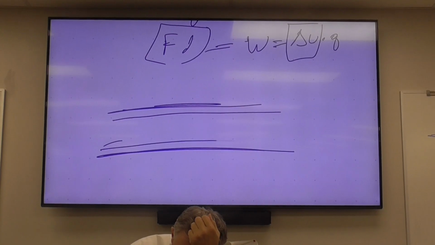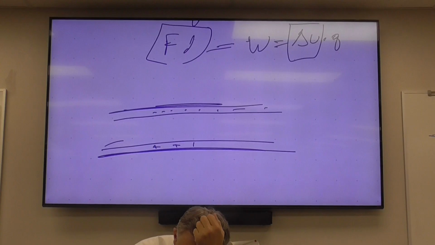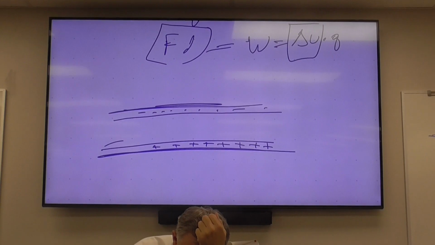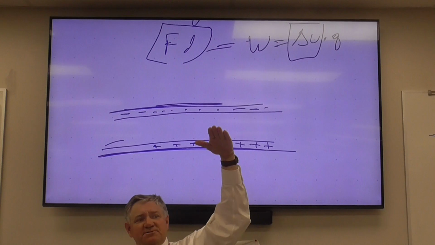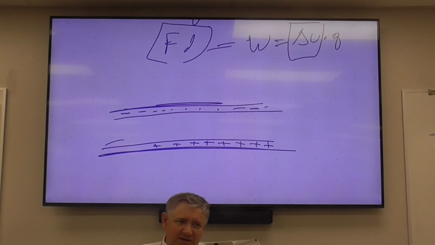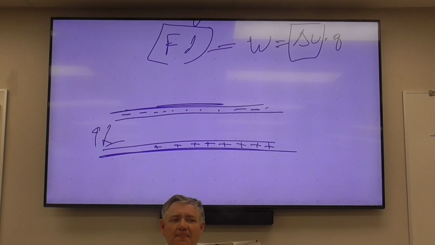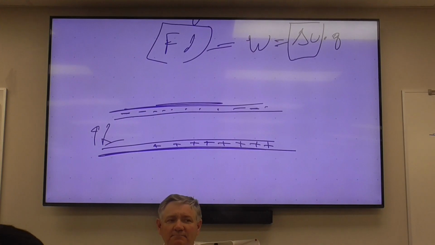So, I've got a negatively charged plate and I have a positively charged plate, just like in a battery. So, quick refresher. If I have a negatively charged plate on the top and a positively charged plate on the bottom, what's the direction of my electric field? Up or down? Why? Because if you put a positive test charge, it's going to move up.